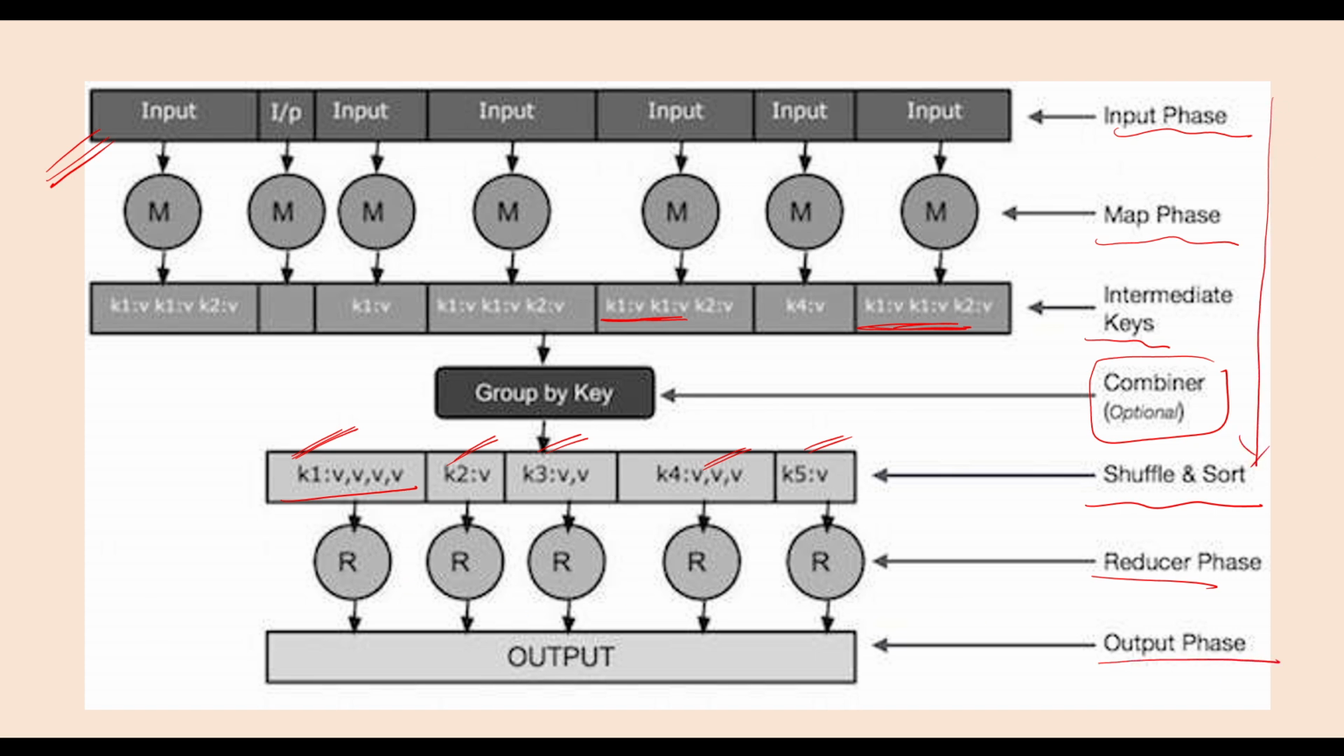So I hope this is pretty much clear, meaning what the phases involved in MapReduce are. You have your input phase, your map phase, then your combiner works, then shuffle and sorting happen, then the reduce phase, then your final output.